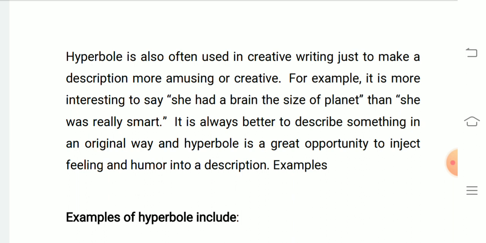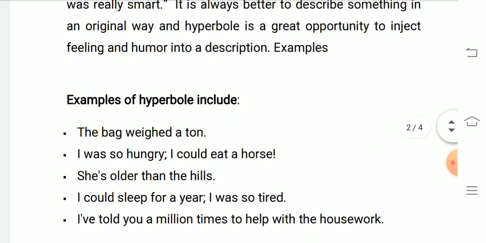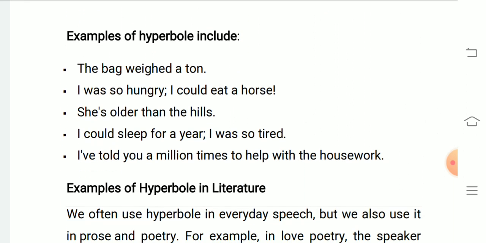Now we are going to have a look at the examples of hyperbole. The bag weighed a ton. I was so hungry I could eat a horse. She is older than the hills. I could sleep for a year, I was so tired. I've told you a million times to help with the housework. So, these hyperbolic statements indicate that it is a style of speech and writing which uses exaggeration in order to achieve a particular effect. These all are hyperbolic expressions.